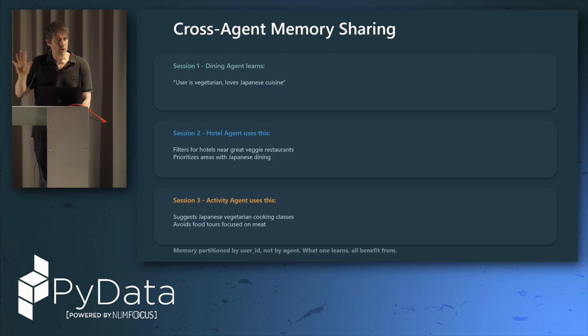All the different agents are able to share the same memory. If one agent learns something, that memory is stored and every agent can access it.